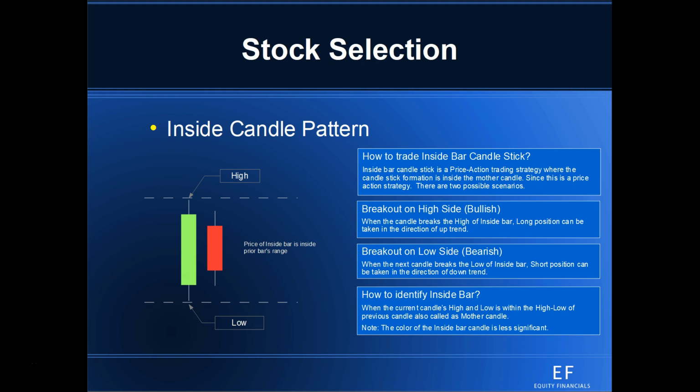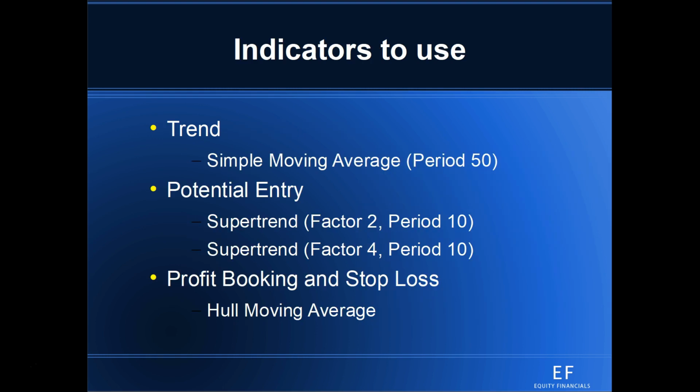So this is the criteria for stock selection, and I generally like to keep my chart very simple. There are just a few indicators that I prefer to work with, and with which I am comfortable. First is to identify the trend. I would be using a simple moving average for a period of 50, and for potential entry, I would be using Supertrend with a customized setting of factor 2 and period 10, right? The multiplier is 2 and the period is 10.